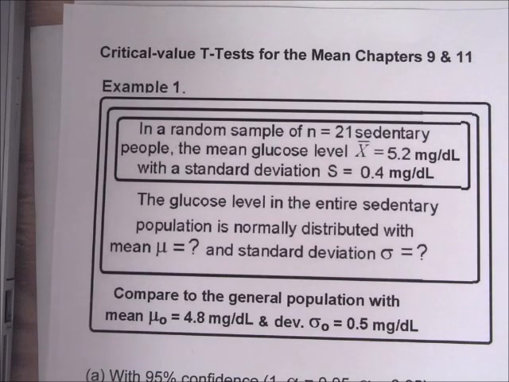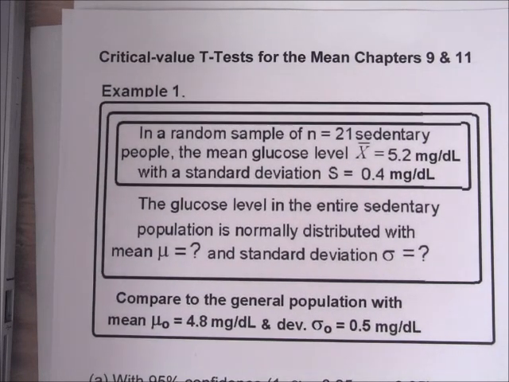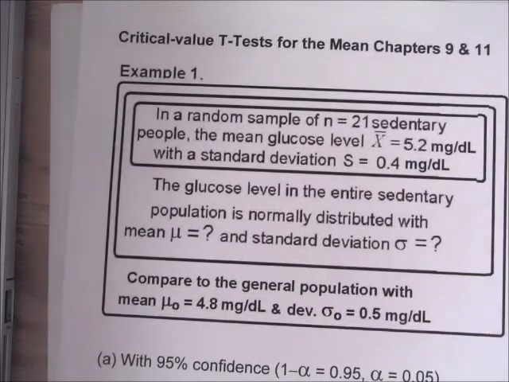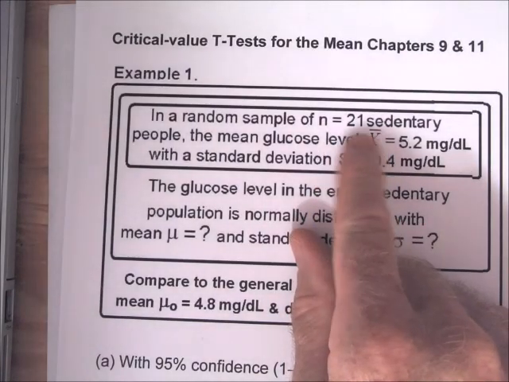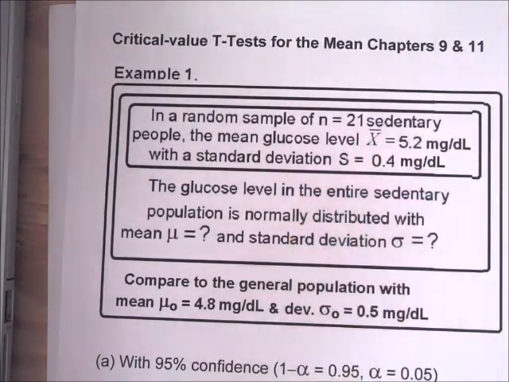Critical value t-test for the mean, chapters 9 and 11. Example: in a sample of n equals 21 sedentary people, the mean glucose level x bar is 5.2 milligrams per deciliter with a standard deviation s of 0.4 milligrams per deciliter.